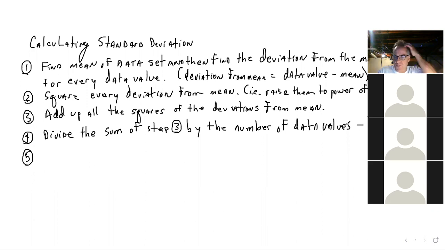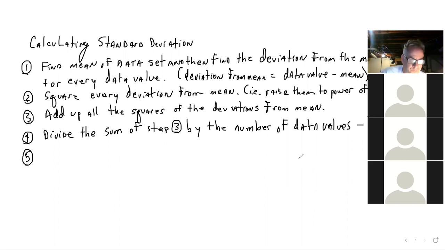Now it's a little hard to explain why you go minus 1. It has to do with the fact that usually we are looking at a sample, not the entire population, and it gives a better result is all I could really say. But that is what you want to do in this particular case.